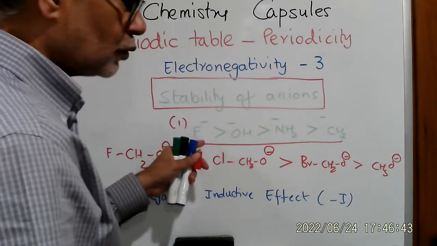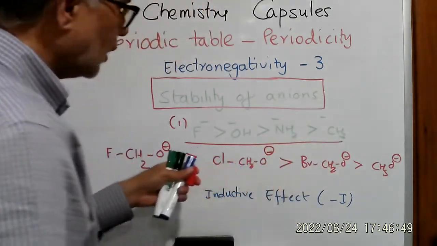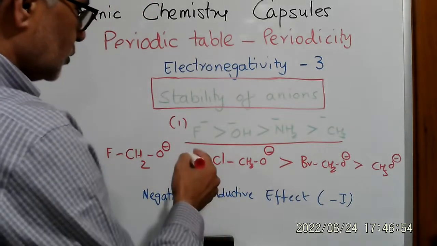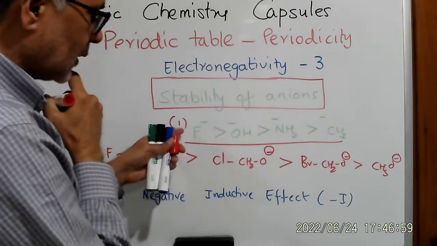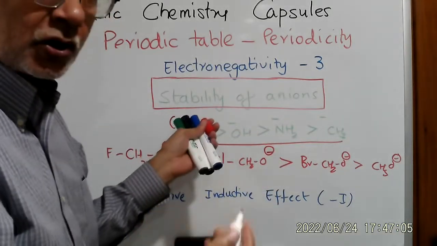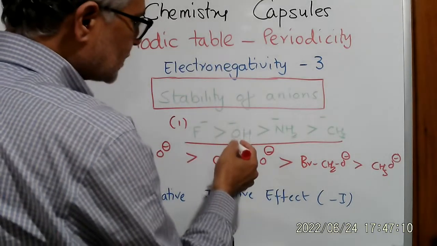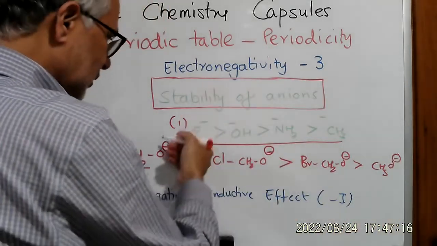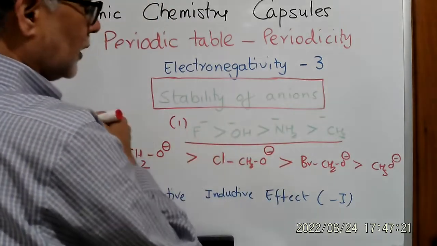Fluoride ion is more stable than hydroxide, which is more stable than amide, which is more stable than the methyl ion. And we ascribe that stability to the electronegativity of the atom. Since fluorine is the most electronegative atom, it can accommodate that extra electron which confers the negative charge on it. Oxygen is less electronegative than fluorine, so it can still stabilize it, but not as much as fluorine. So hydroxide is less stable than fluoride.